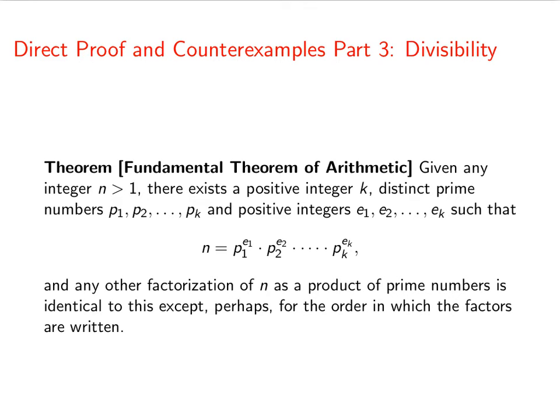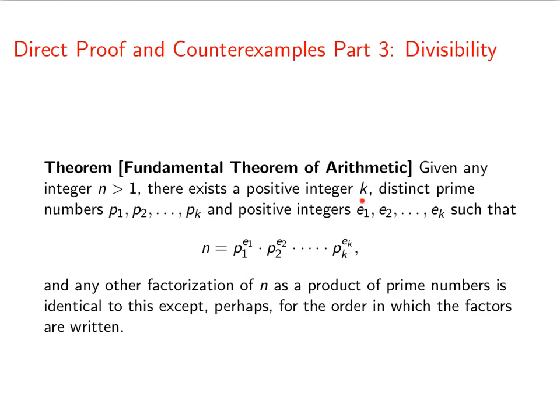It's the fundamental theorem of arithmetic. And it says that given any n bigger than 1, there is a positive integer k and distinct prime numbers p1 through pk and positive integers e1 through ek such that n can be written as p1 raised to the e1 power times p2 raised to the e2 power and all the way down to pk to the ek power.